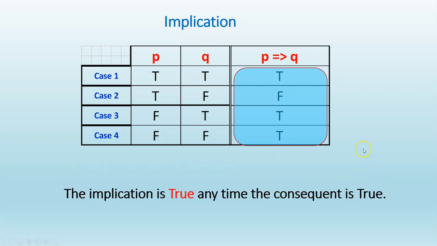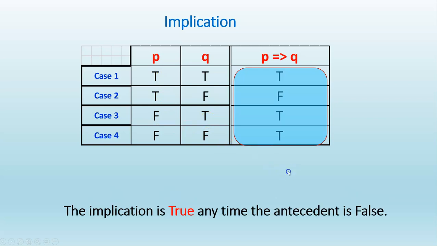The implication is true anytime the consequent is true. All right, so any case where the consequent is true, that's case 1 and case 3, doesn't matter what the antecedent is. Notice how the antecedent is true or false. So as long as the consequent is true, the antecedent can be true or false, doesn't matter.